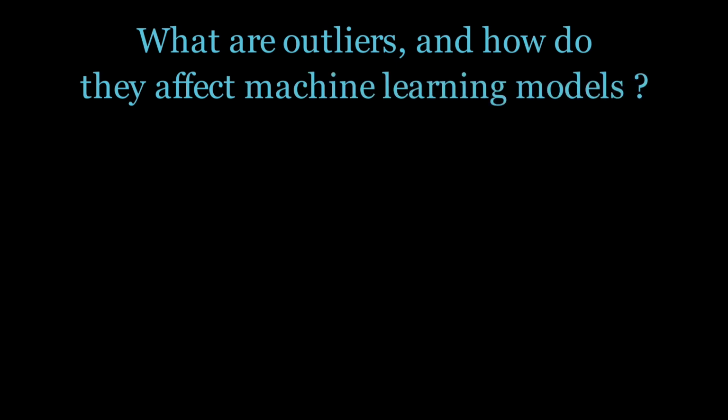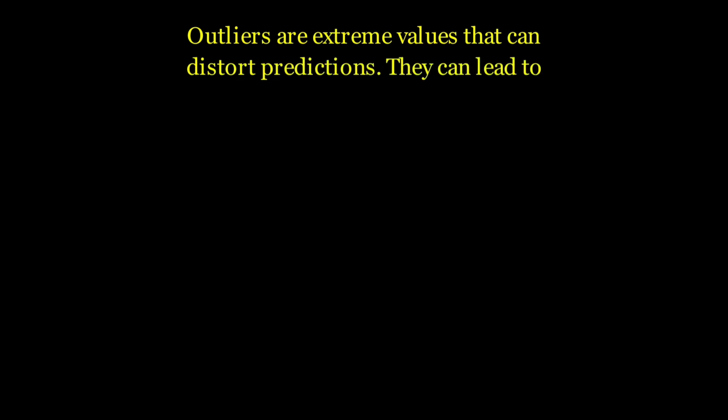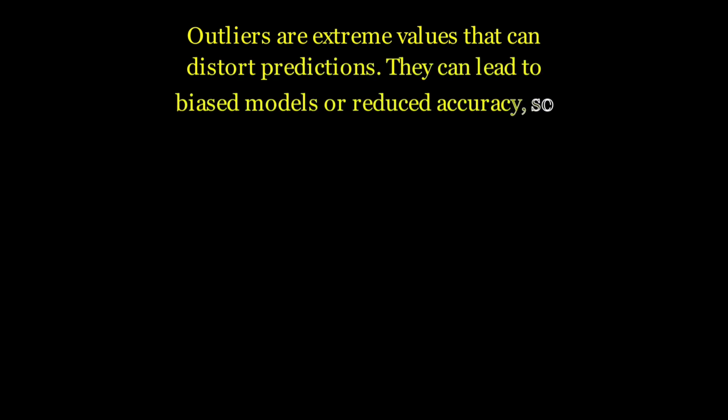What are outliers, and how do they affect machine learning models? Outliers are extreme values that can distort predictions. They can lead to biased models or reduced accuracy, so they may need to be detected and handled.